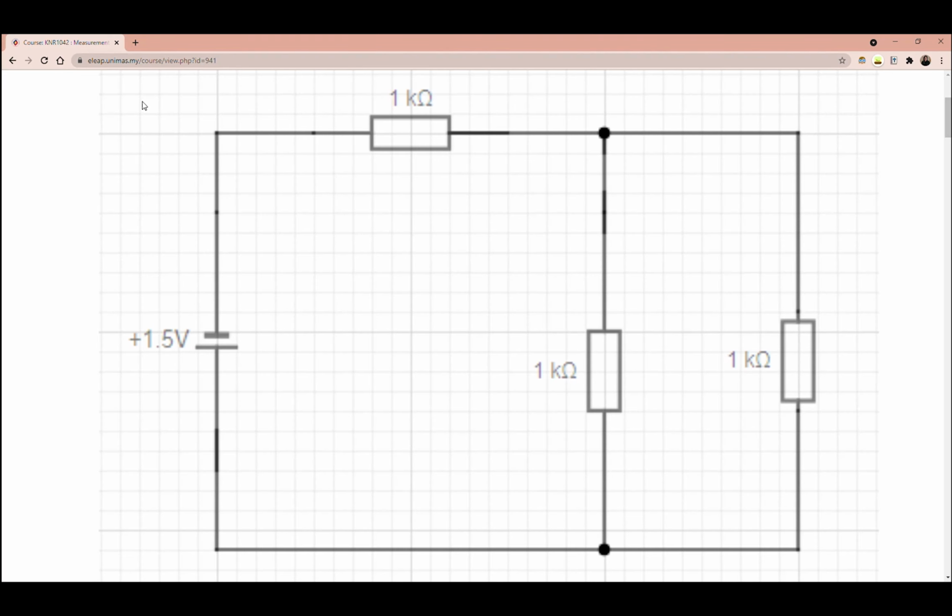So first of all, for this experiment video, I would like to explain this schematic diagram that has been given to us. As you can see here, we have a 1.5 volt voltage source that is connected to a 1 kilo ohm resistor, and they are connected in series. This 1 kilo ohm resistor I call R1. And then we also have two more 1 kilo ohm resistors that are connected in parallel, which I call R2 and R3.